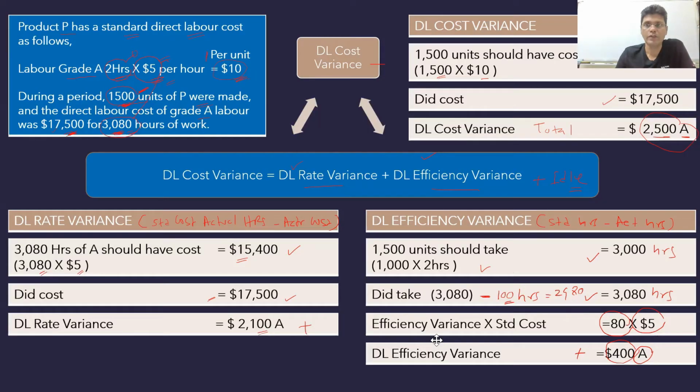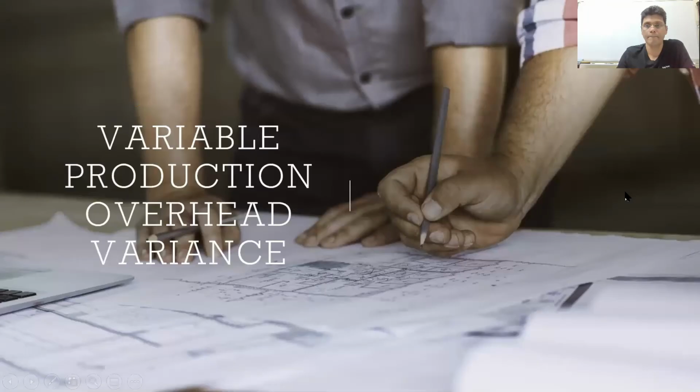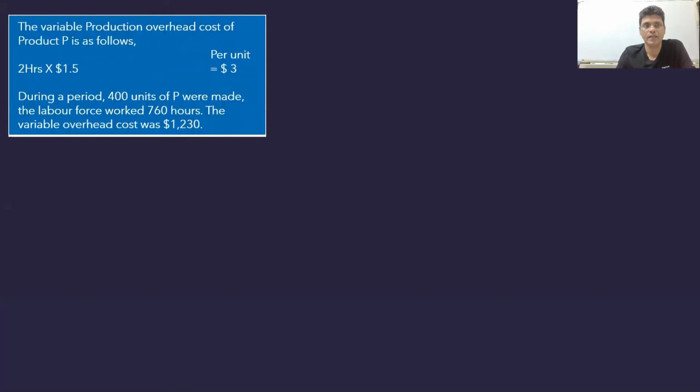So now let's move on to the next variance, which is variable production overhead variance. Under variable production overhead variance, we have to calculate basically two types of variances: one is the expenditure variance and the other is the efficiency variance. Let's go through a question so that we can understand the concept.